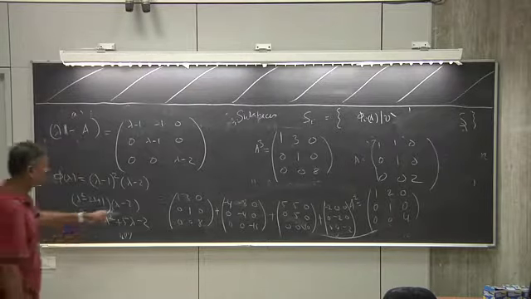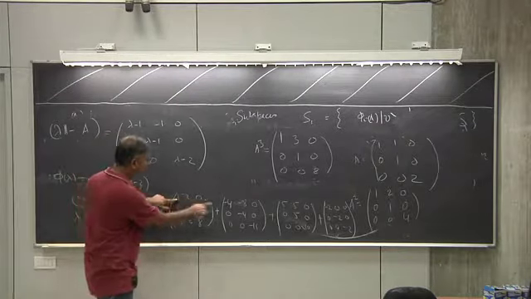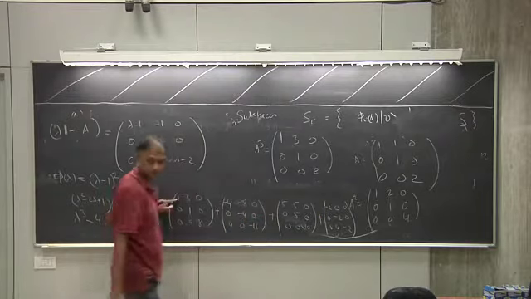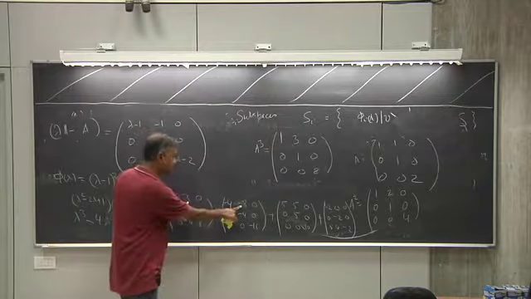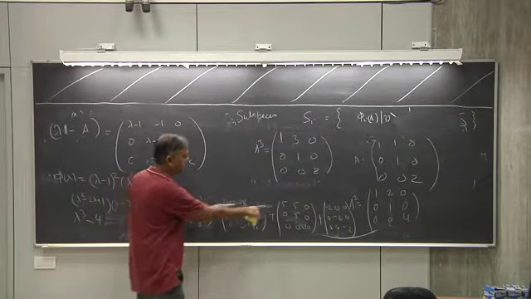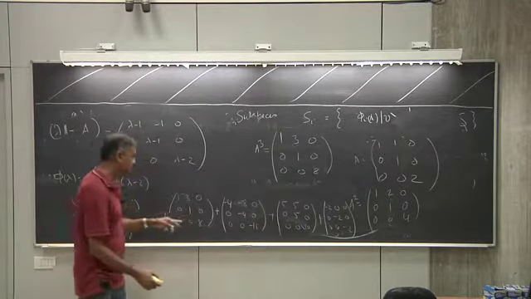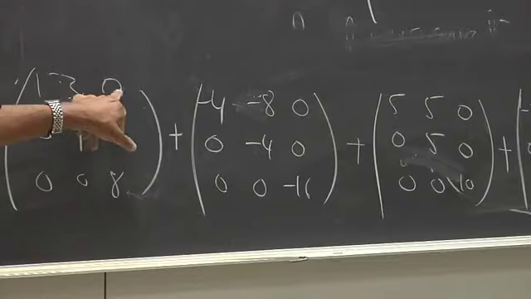Let's see. So look at the first term here. This is 1 minus 4 plus 5 minus 2, which is 0. Then you have 3 minus 8, which is minus 5, plus 5, which is 0. So you can check. The third one is, of course, every time 0.